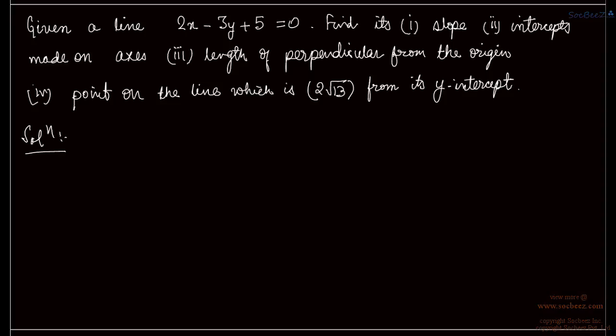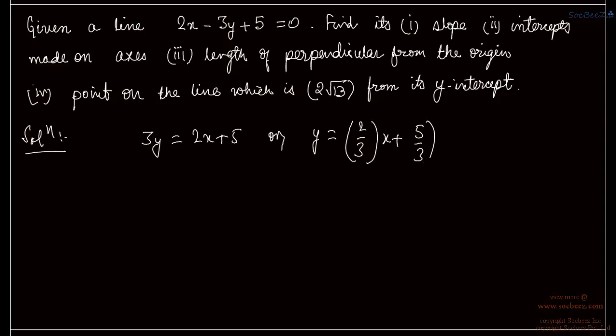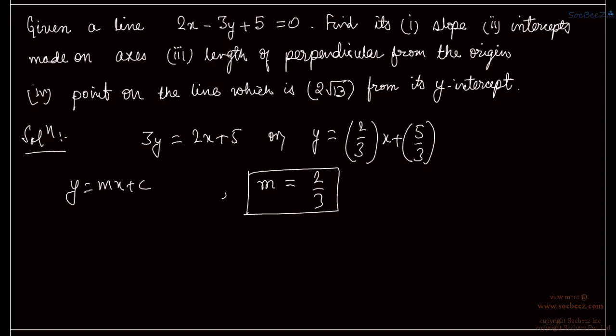So we can write it as 3y is equal to 2x plus 5, or y is equal to 2 by 3 x plus 5 by 3. So comparing it with the equation y is equal to mx plus c form, we will be having slope as 2 by 3, this is the slope, and y intercept as 5 by 3, right?